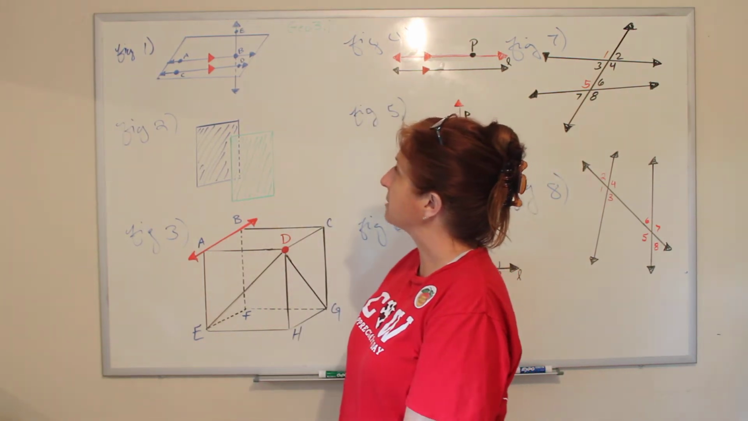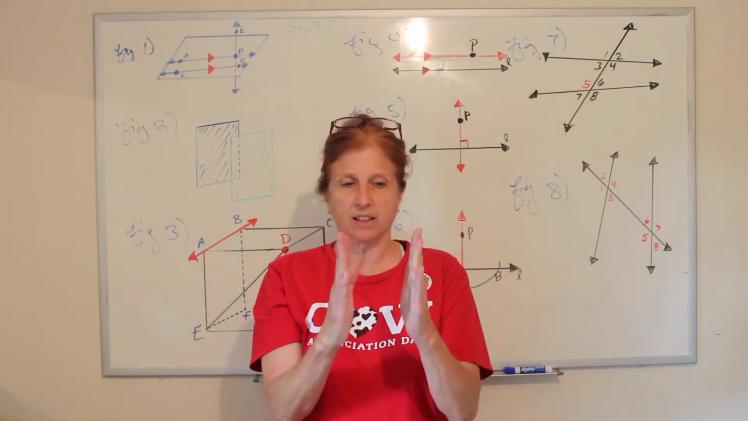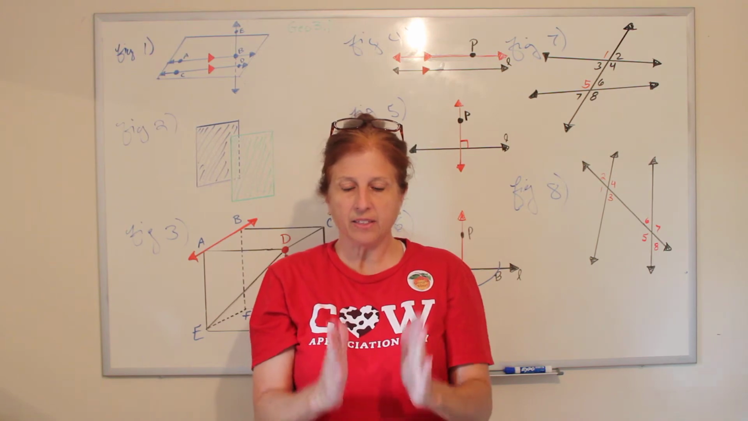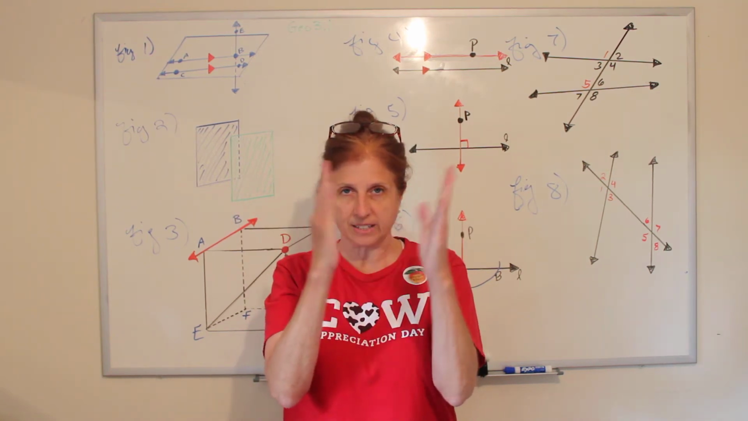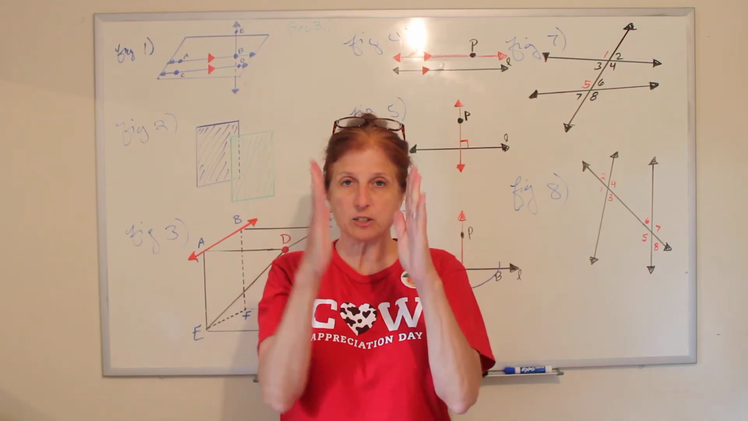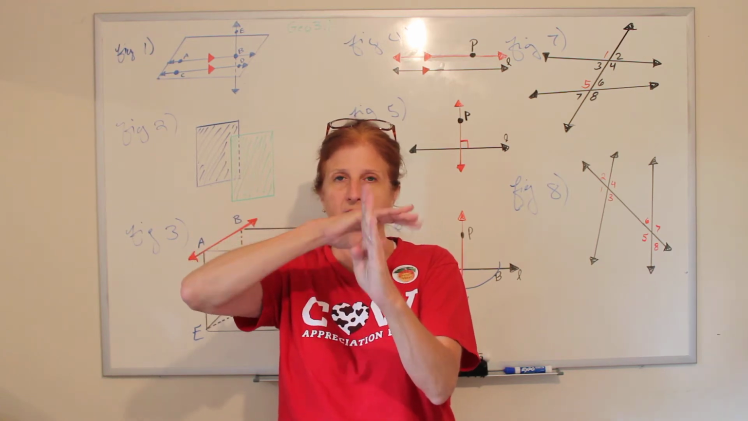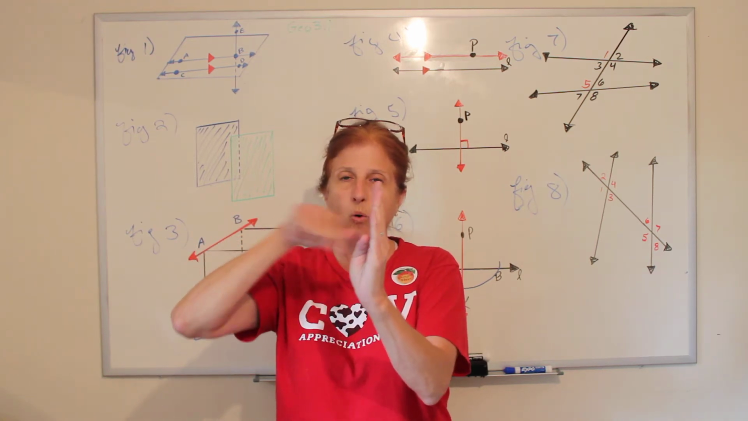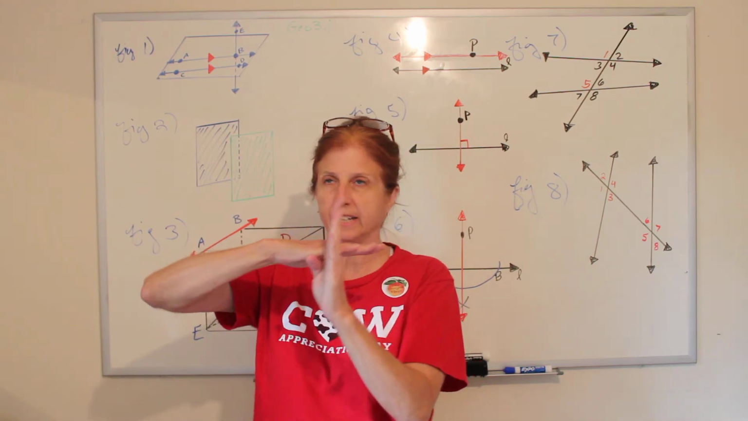If something is parallel, it is like railroad tracks, the lines going this way. They always are the same distance apart, they never cross. If something is perpendicular, you can think of it as a plus sign. Perpendicular, each corner that is formed by the two lines is 90 degrees.